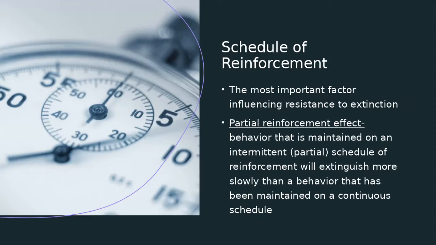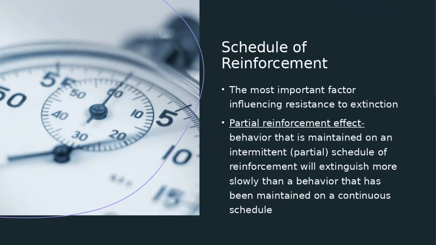The first is the schedule of reinforcement, and this is the most important factor influencing resistance to extinction. As we talked about last week when we discussed schedules of reinforcement, behavior that is maintained on an intermittent or partial schedule of reinforcement will extinguish more slowly than a behavior that has been maintained on a continuous schedule. So if a behavior is on a continuous schedule of reinforcement, meaning that every time the behavior is shown, it is followed by a reinforcer, once you remove that reinforcer, that behavior will decrease very quickly. It will have a low level of resistance to extinction.